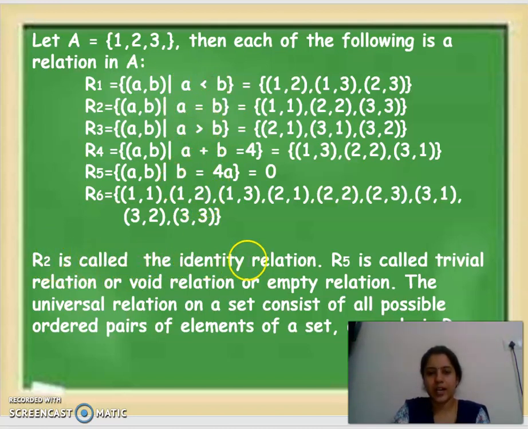So here these are the different relations we get. Here R2 is called the identity relation. Why? Because in R2 both elements are the same. If both elements are the same in a relation, then we call that an identity relation. And R5 is called a trivial relation or empty relation, because R5 contains no pairs. So it is an empty relation. And R6 is a universal relation. Why? Because R6 contains all possible pairings of capital A to capital A, so R6 contains all possibilities.